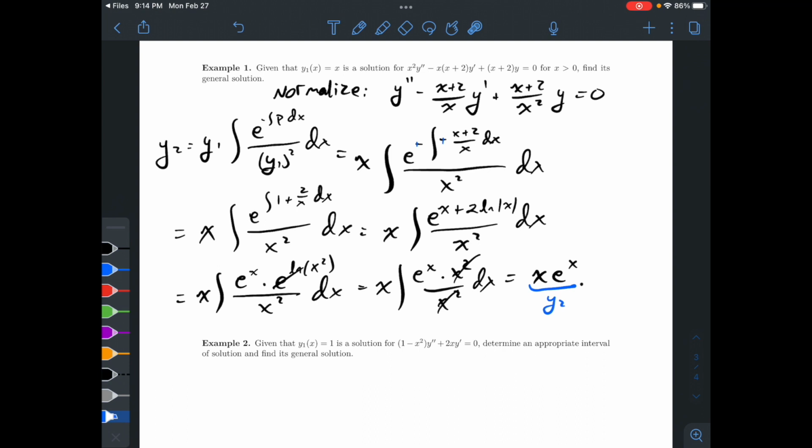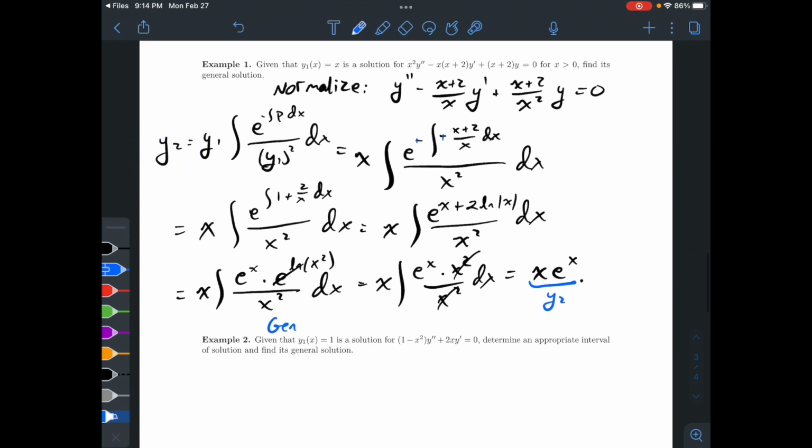Let's reread the problem, see if we answered everything. So given that this is a solution, find its general solution. So we didn't give its general solution, right? So we just found y2. We just found a second solution. So the general solution is going to be y equals c1 times our first solution, which is x, plus c2 times our second solution, y2, which is x e to the x. So that would be our general solution, and this would be our final answer here.